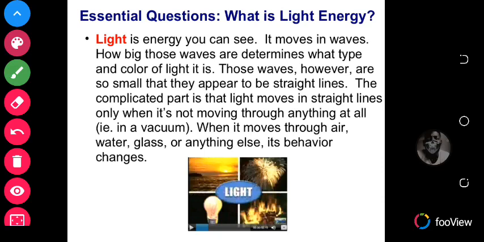So light energy is in the form of waves, and this is how waves look. But we can't see them this way. We see them as linear structures. That is why light moves in a straight form. Like I was saying, those waves are so small that they appear to be straight lines, and light moves through air, water, or anything.